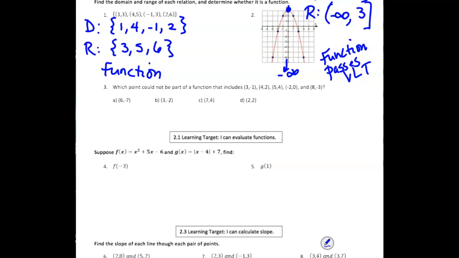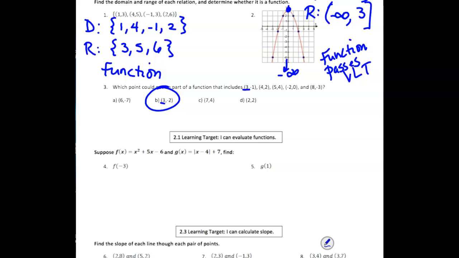All right. I'm going to give you a minute. Look through the points. Which of those points cannot be included for it to still be a function? So which point cannot be included for this to still be a function? B. Why? Okay. We have an x of 3 here being paired with negative 2. We already have 3 being paired with something else.